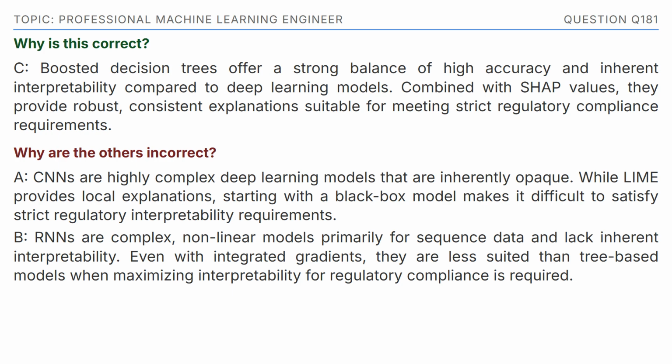Why are the others incorrect? A. CNNs are highly complex deep learning models that are inherently opaque. While LIME provides local explanations, starting with a black box model makes it difficult to satisfy strict regulatory interpretability requirements. B. RNNs are complex, nonlinear models primarily for sequence data and lack inherent interpretability. Even with integrated gradients, they are less suited than tree-based models when maximizing interpretability for regulatory compliance is required.